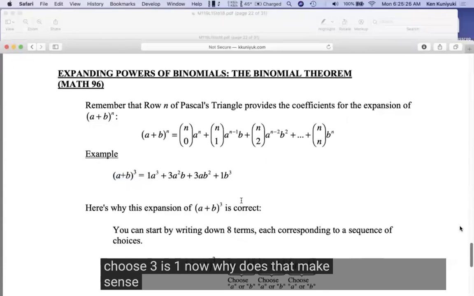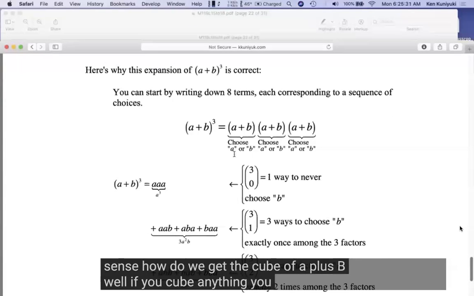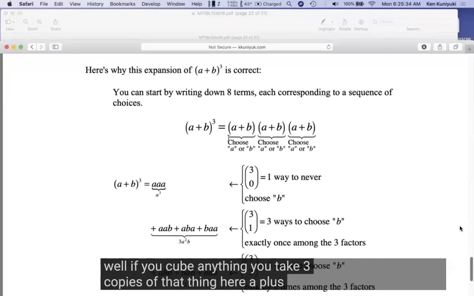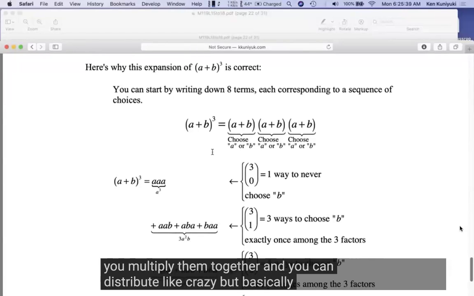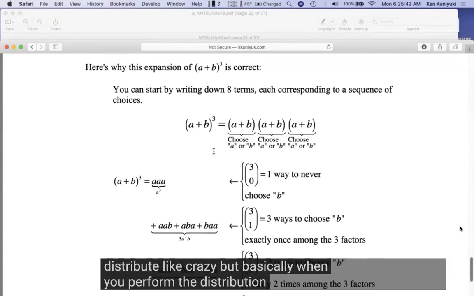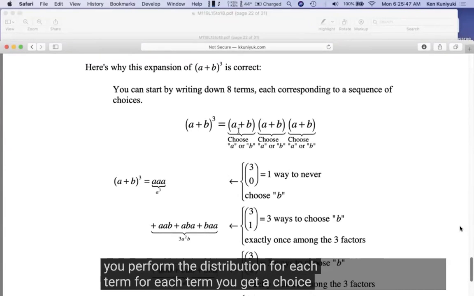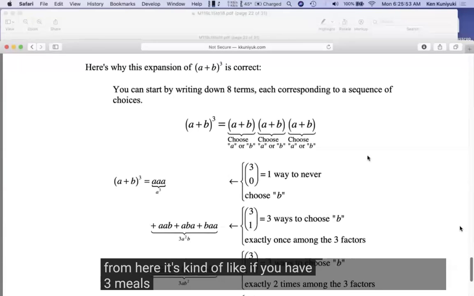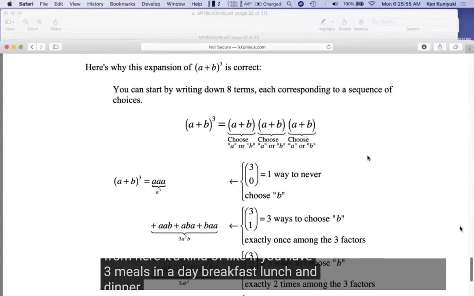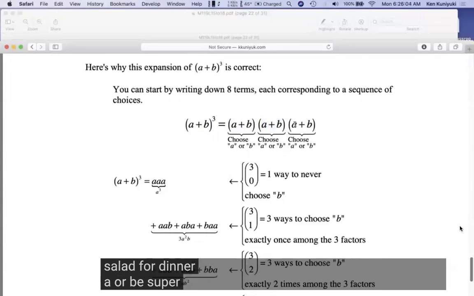Now, why does that make sense? How do we get the cube of a plus b? Well, if you cube anything, you take 3 copies of that thing, here, a plus b, and you multiply them together. And you can distribute like crazy. But basically, when you perform the distribution, for each term, you get a choice from here, a choice from here, and a choice from here. It's kind of like if you have 3 meals in a day, breakfast, lunch, and dinner. For breakfast, you can pick super salad, A or B. For lunch, A or B, super salad. For dinner, A or B, super salad.